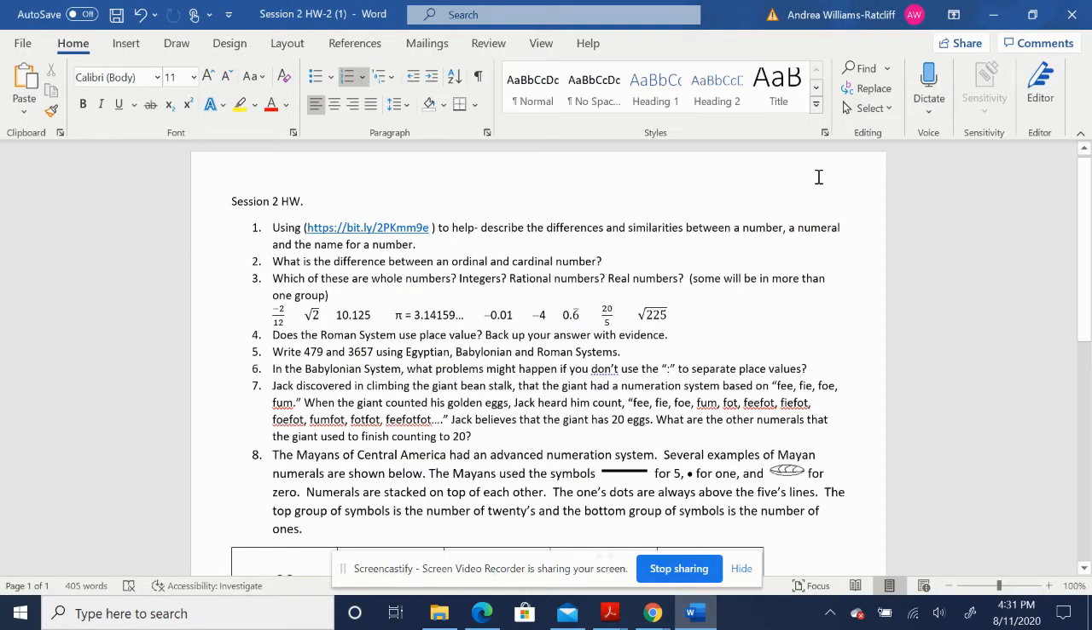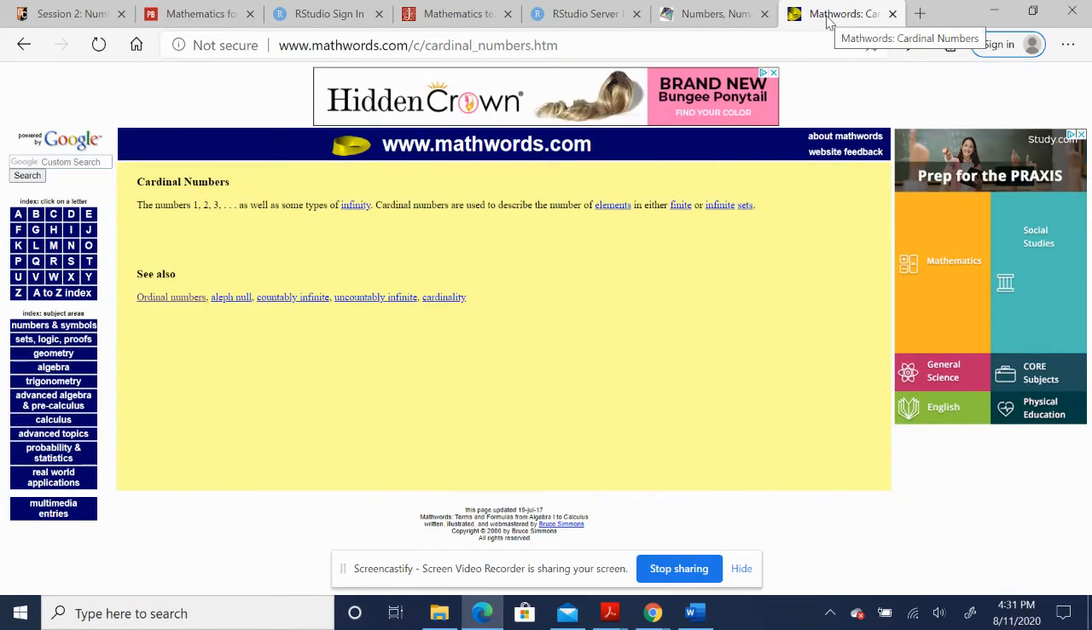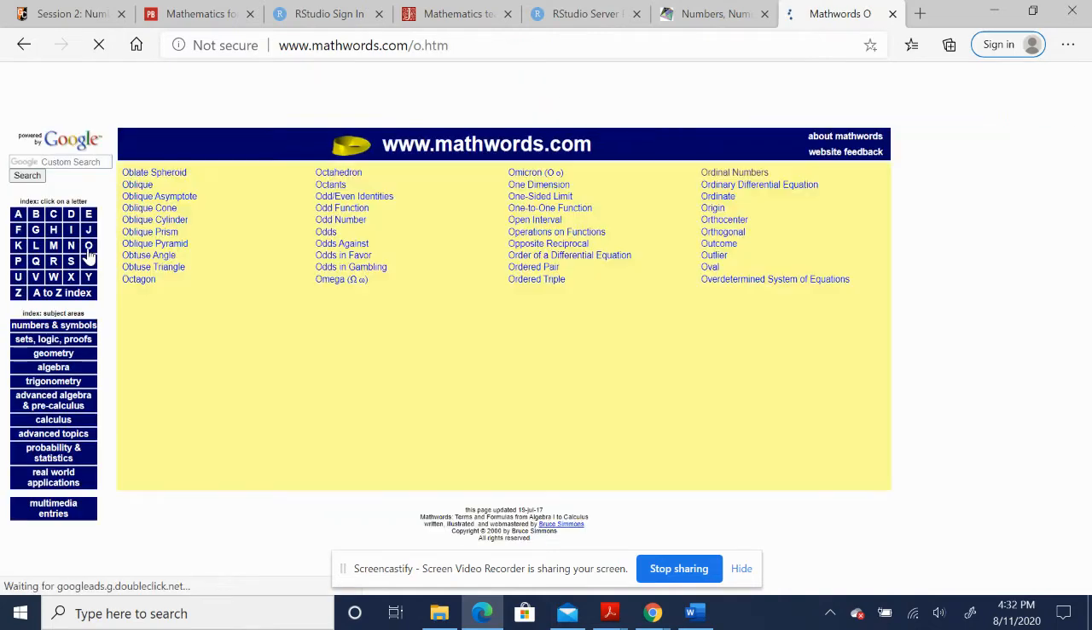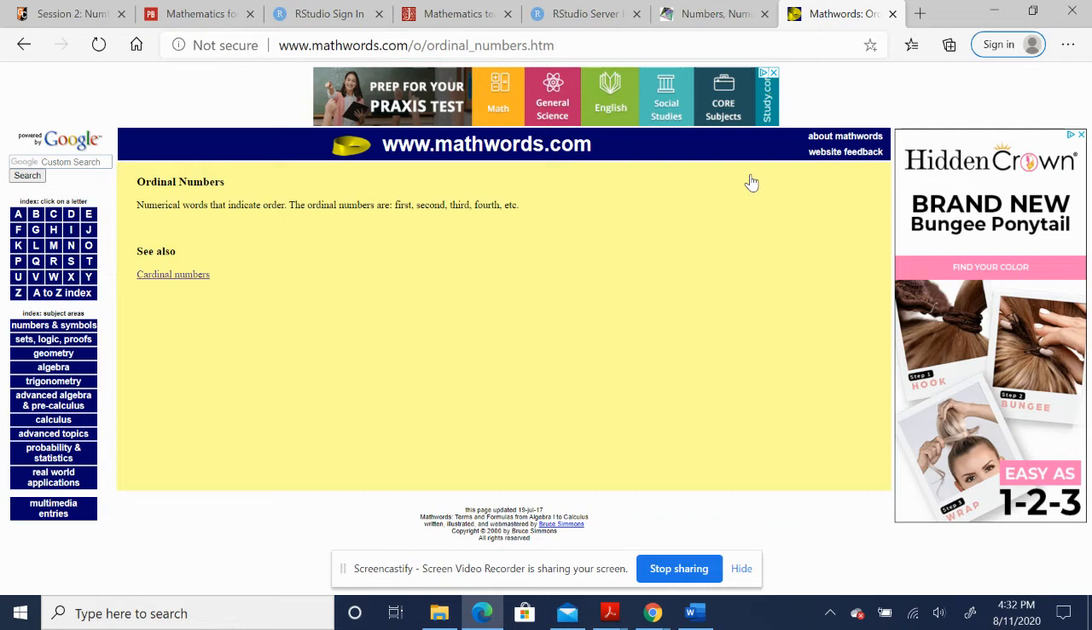What's the difference between an ordinal and a cardinal number? You could have Googled that. Perfectly fine with that if you did. However, if you remember from your syllabus, we do have mathwords.com, which is a fairly decent little math dictionary for basic concepts. Cardinal numbers, 1, 2, 3, 4, as we're going to call that number out loud. Ordinal numbers, though, if you click on that, it's going to tell you these are indicative of order. So first, second, third, fourth, and so forth. That's the difference there.